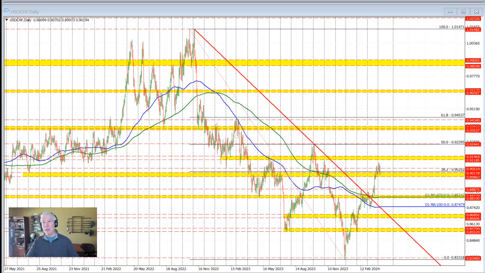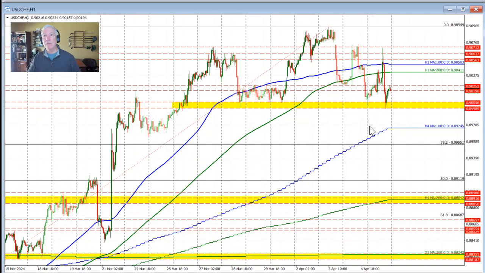Let's take a look at the hourly chart next. On the hourly chart, I'm going to put a horizontal line at 0.8986 just to remind us of that level. Goes up somewhere around there. So there's 0.8986, and as you can see, the low price for trading this week fell short or came in short of that level.